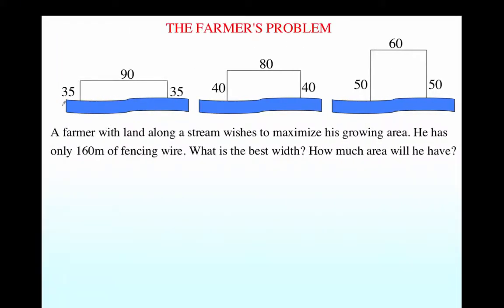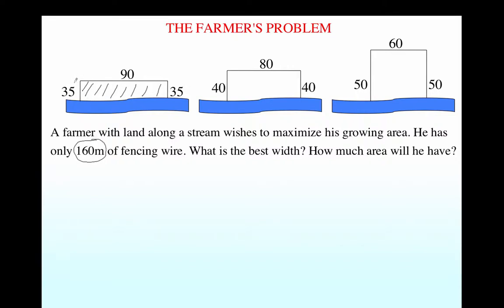Let's solve some practical problems now. Here is a farmer who lives by the river. This blue is supposed to be a river. And he wants to grow grass in as big an area as possible. He's got only 160 meters of wire to fence his land off with.